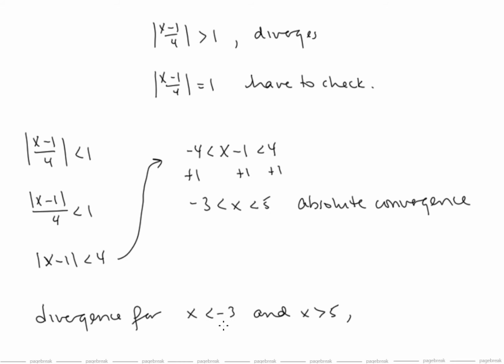And we know that outside of this interval, for x less than negative 3 and for x greater than 5, we have divergence. What we don't know yet is what happens when x is equal to negative 3 and when x is equal to 5. Those are the endpoints of our interval of convergence, and we have to check them separately.